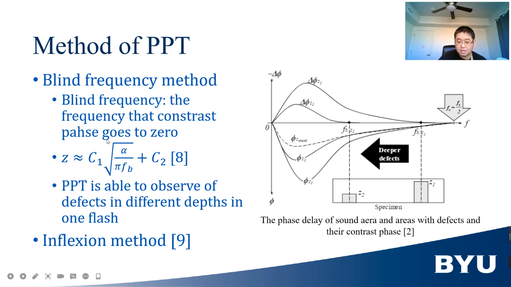And using the concept of diffusion length, we are going to retrieve the depth of the defect using this equation. C1 for PPT is 1.8.